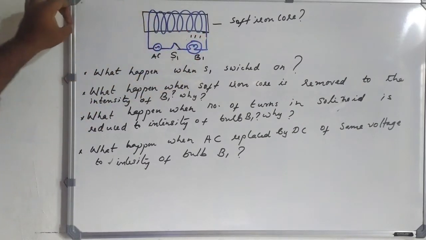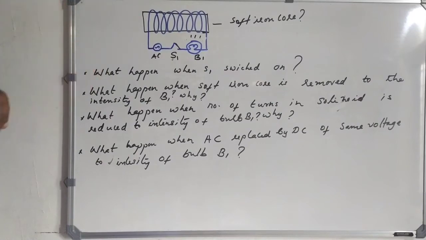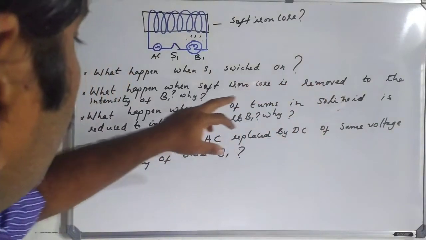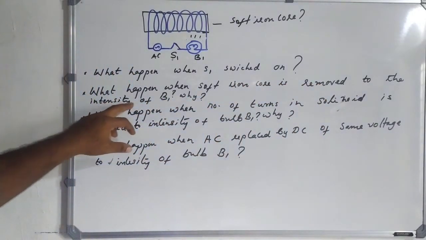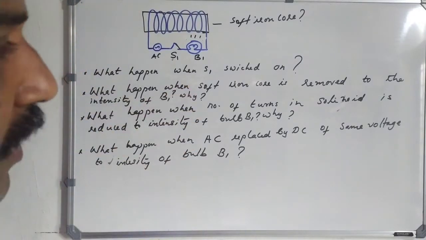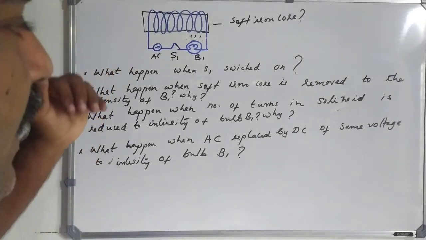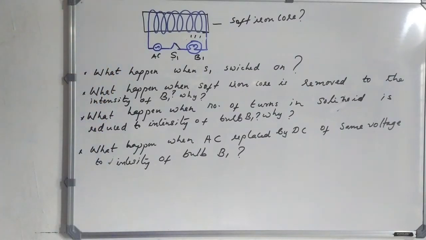When we remove the soft iron core, flux density decreases, and because of that reason, back EMF decreases. When back EMF decreases, effective voltage increases.